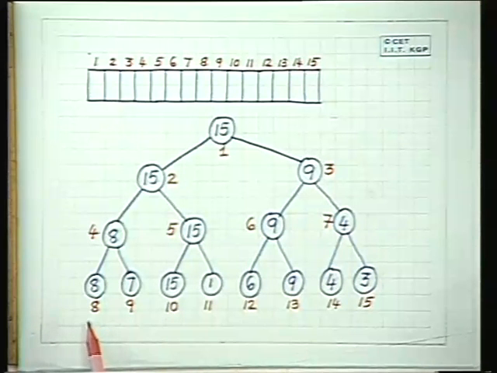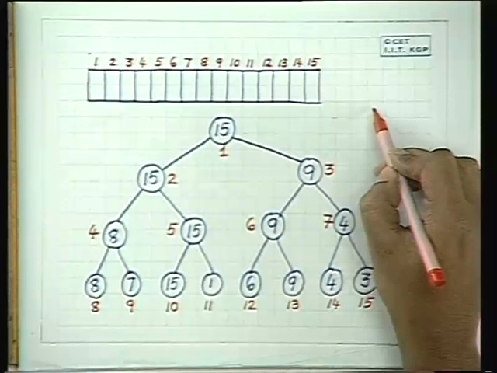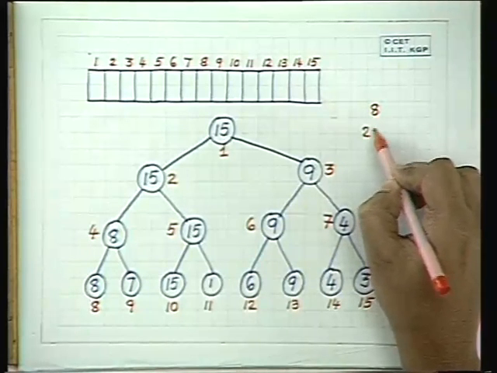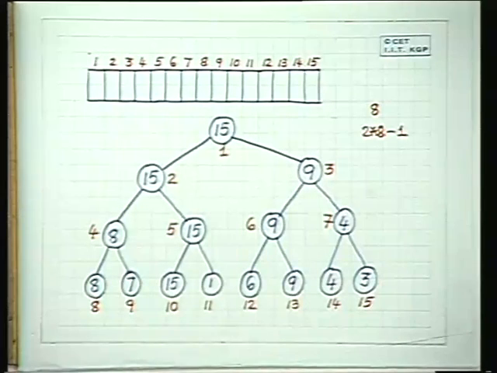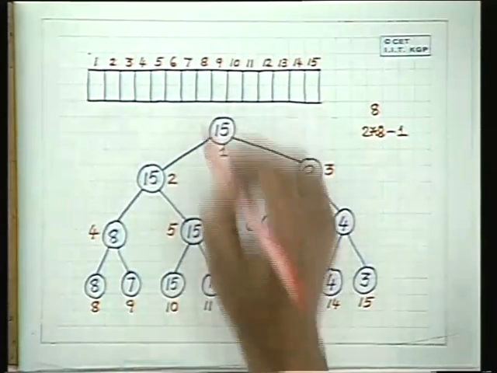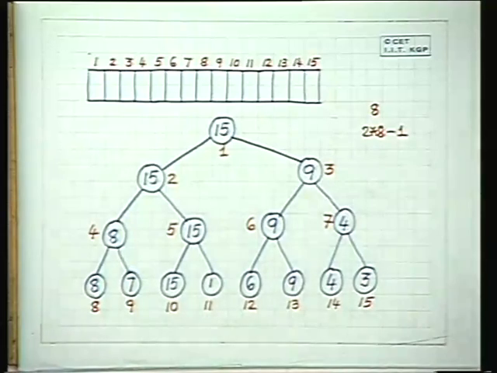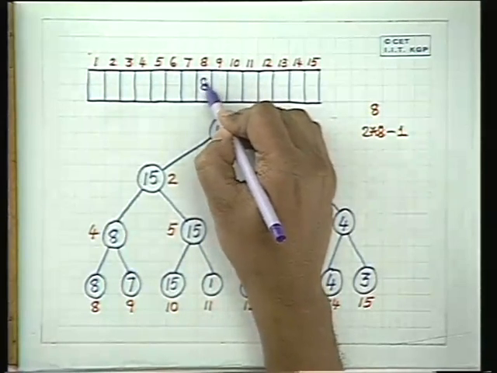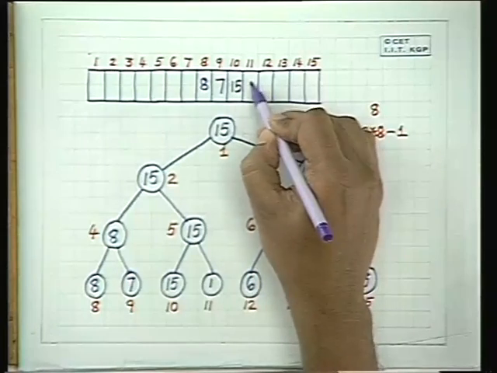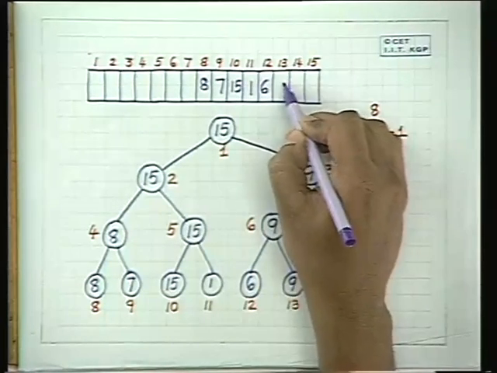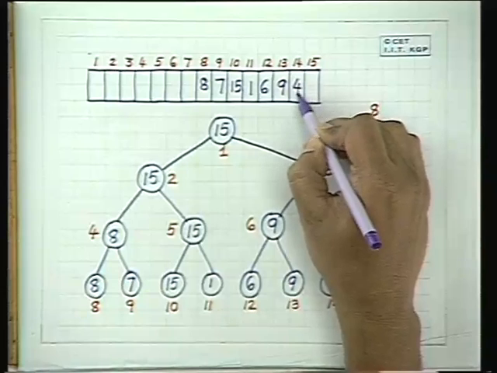Suppose you are reading in 8 elements like we did here. We store them from locations n to 2n minus 1. So when we have read in 8, we will start storing them from 8 to 2 into 8 minus 1. We will just store them first. So we will read in these elements and we will store them: 8, 7, 15, 1, 6, 9, 4 and 3.